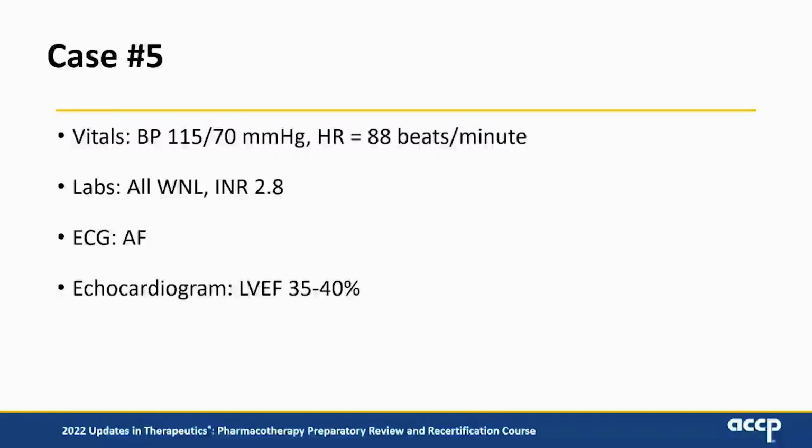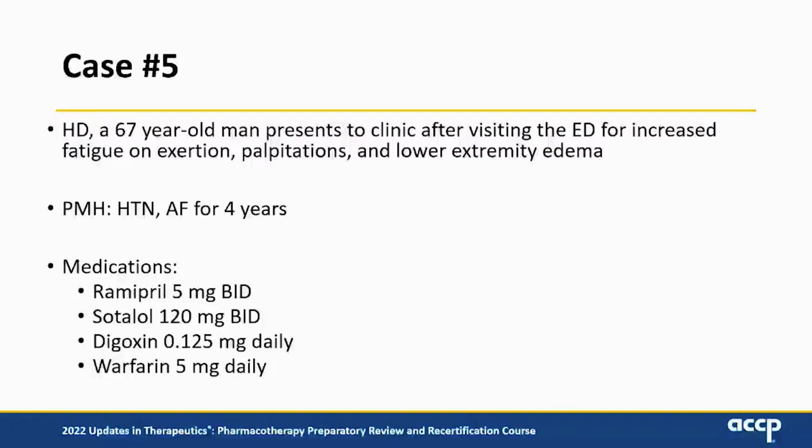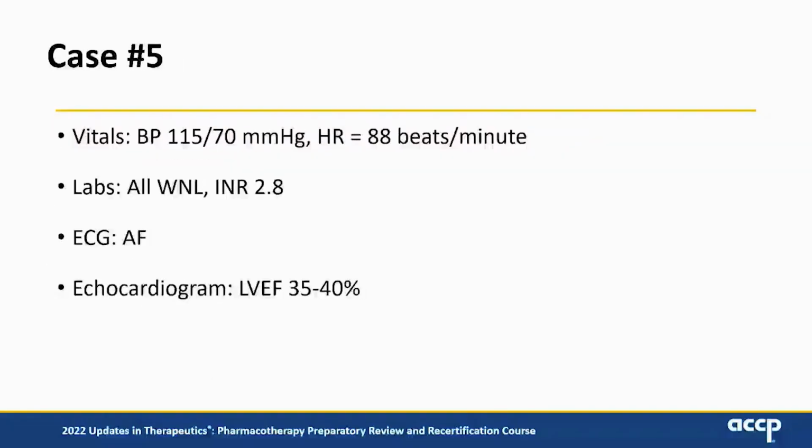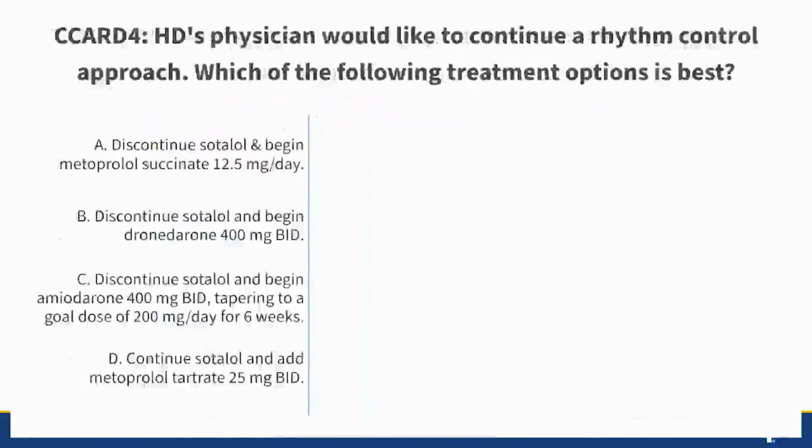So because of his new symptoms that he had of lower extremity edema, fatigue on exertion, you decide to check an echocardiogram, and you find that his EF is now 35 to 40%. So the team says, I really want to continue doing a rhythm control approach on this patient, but I know that things have changed now. What is going to be the best option for continuing a rhythm control approach?